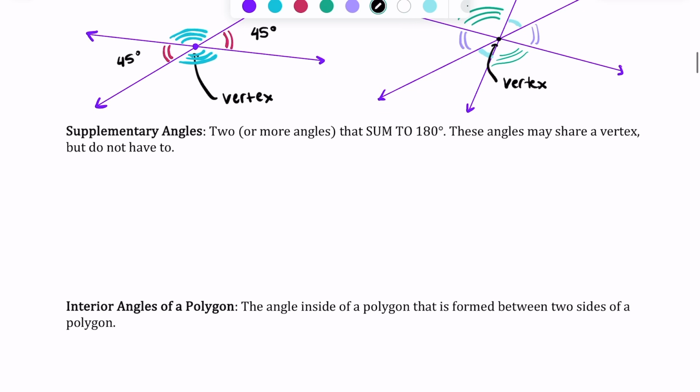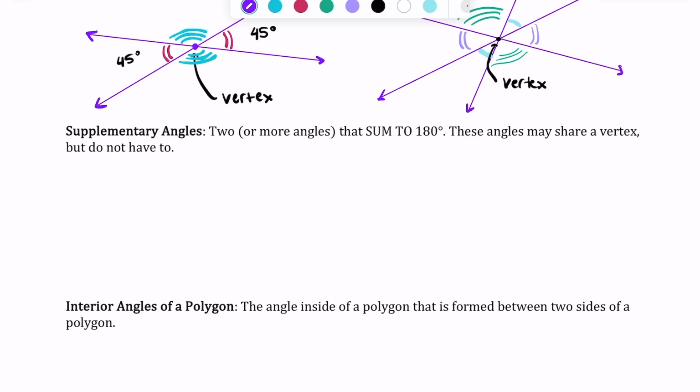Next one, supplementary. Now, supplementary angles are ones that you would have seen before, so this shouldn't be too new. But supplementary angles are simply two or more angles that add to 180 degrees. So together they form a straight line. Now, supplementary angles do not have to share a vertex, but they can.